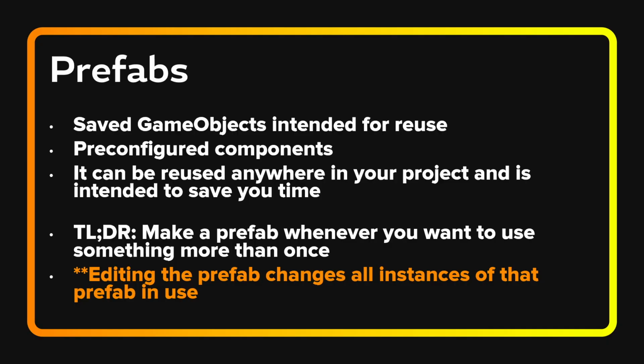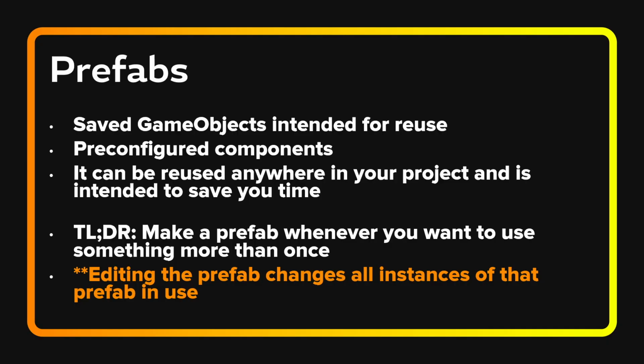Then you realize that you actually need to give the zombies a component that allows them to walk towards the player. Now, instead of manually adding the new component to every single zombie, let's say you had 20 zombies in your scene, you'd have to individually click each one and give it to them. But if you instead just had a zombie prefab, you could make one change that could apply to all the rest of them. So the lesson is, make a prefab whenever you want to use something more than once.